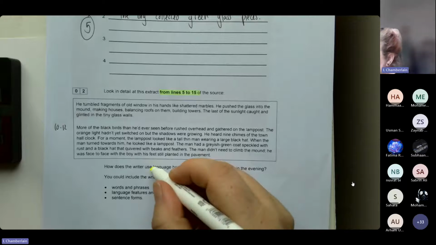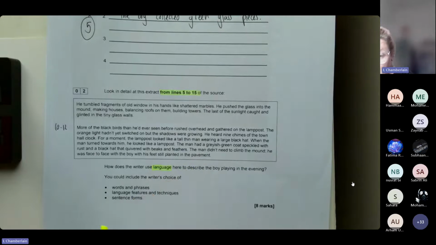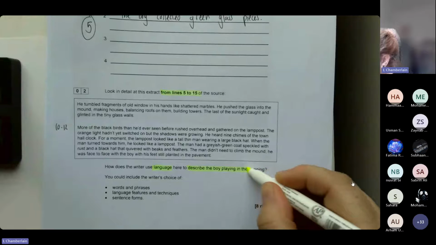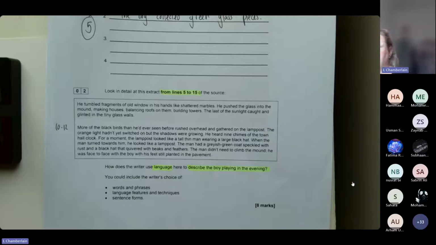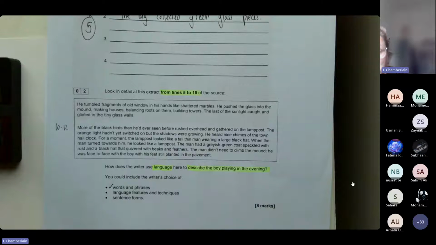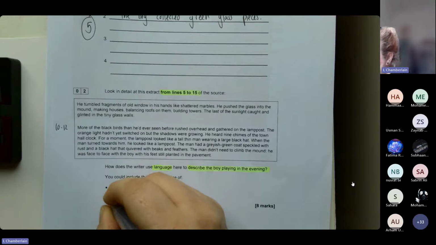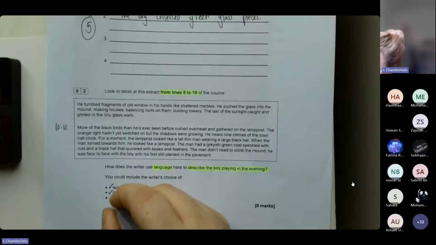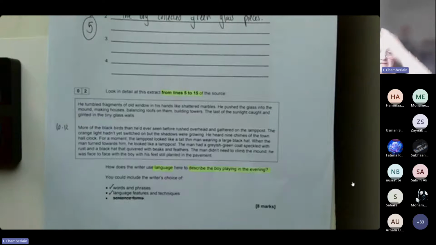So how does the writer use language? So we're not talking about structure, just language. How does the writer use language here to describe the boy playing in the evening? So again, we have a focus on the boy, except this time our focus is on the boy playing. It tells us that we could include the writer's choice of words and phrases. We definitely want to do that. That we could include the language features and techniques being used. And it also says sentence forms. Don't worry about sentence forms. You can still get the full 8 marks through not ever mentioning a sentence form.